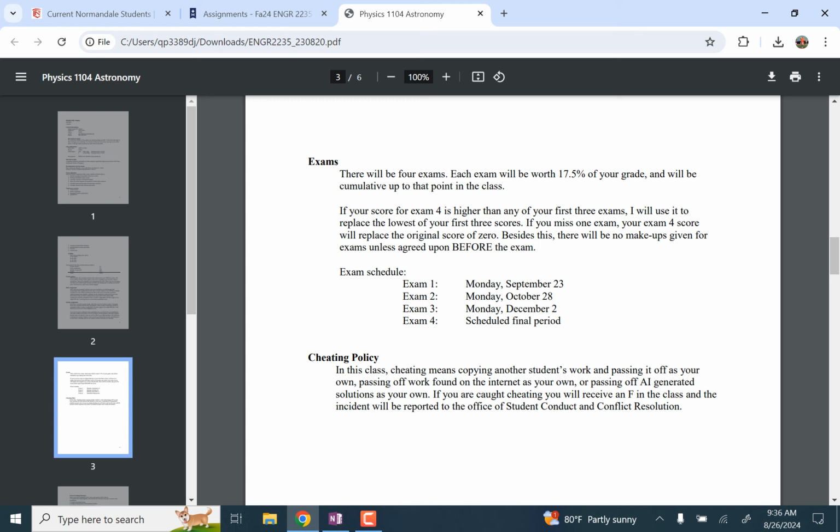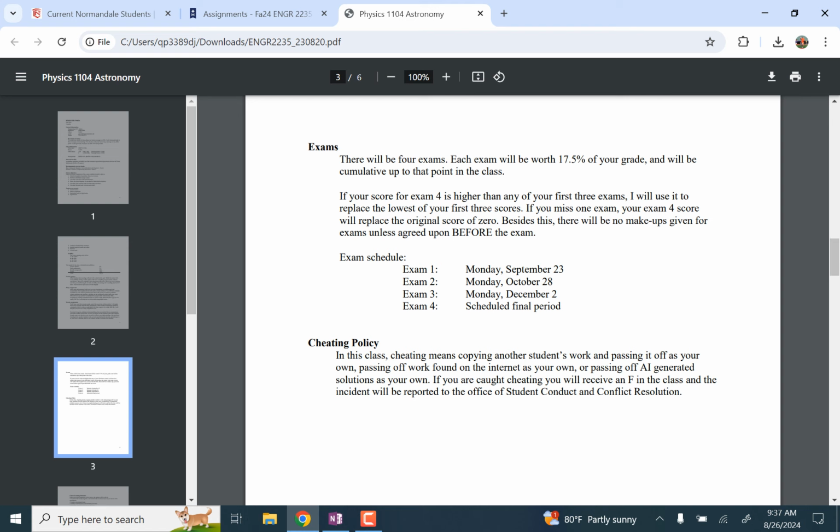It just gets the score of your final. And also if you think, wow, I didn't study the right stuff, or I didn't manage to study enough for that one, that's a way to replace a bad score. I will give makeup exams at times, but we need to talk about it before the test, and agree on how we're going to do it.